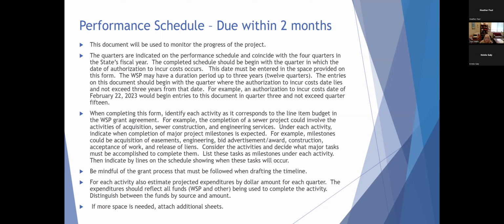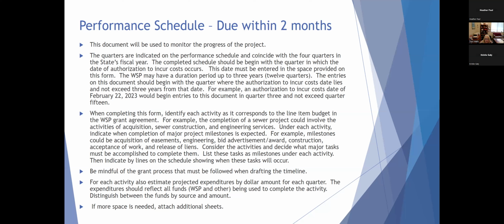So if, for example, your authorization to incur cost date was February 22nd of 23, then that's when your entries would begin in quarter 3 and not exceed quarter 15. And on the next slide, we're going to view the form and you'll see what I'm talking about. When you're completing the form, each activity needs to be identified as it corresponds to the line item budget in your agreement. For example, a sewer project would involve activities of acquisition, sewer construction, and engineering services. Make sure that you are outlining each of those activities in your performance schedule. Make sure you have identified any major tasks that must be accomplished in order to complete these activities, and list these tasks as milestones under each activity.